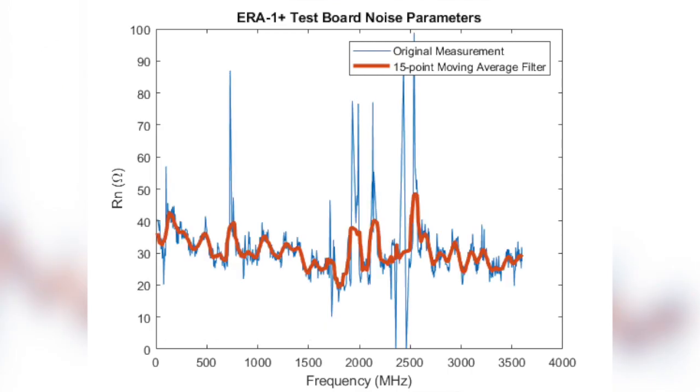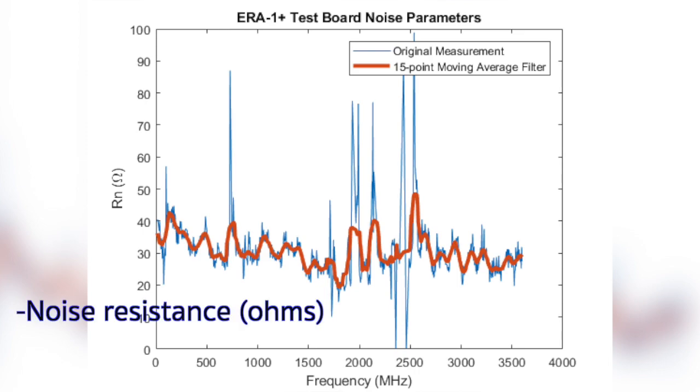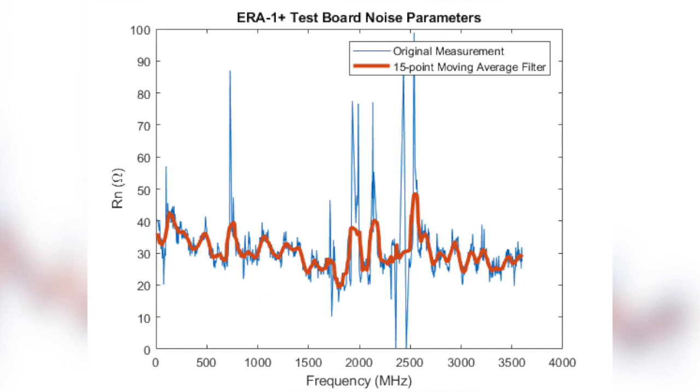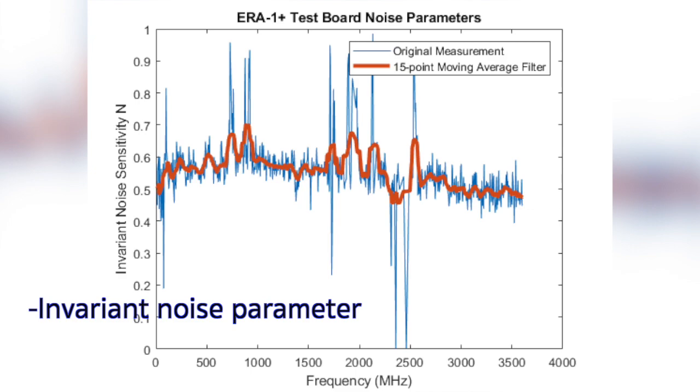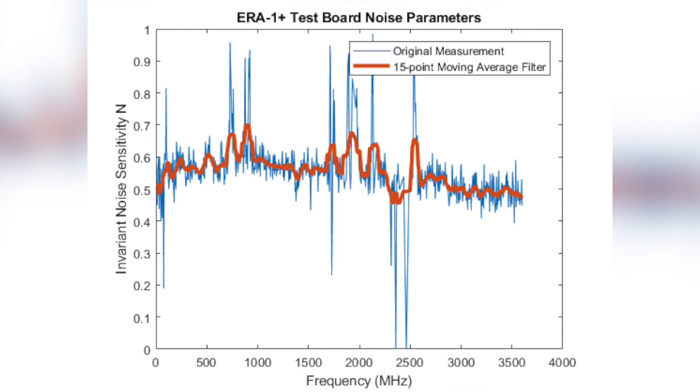The next image is RN-DUT. This plot contains the noise resistance in ohms. This noise parameter describes the noise sensitivity to mismatch from the optimal noise impedance, also known as the admittance reflection coefficient. The next image is NDUT. This plot contains the invariant noise parameter. The noise parameter is similar to the noise resistance in that it describes the mismatch from the optimal noise impedance. However, this noise parameter can change depending on the real part of the optimal impedance.